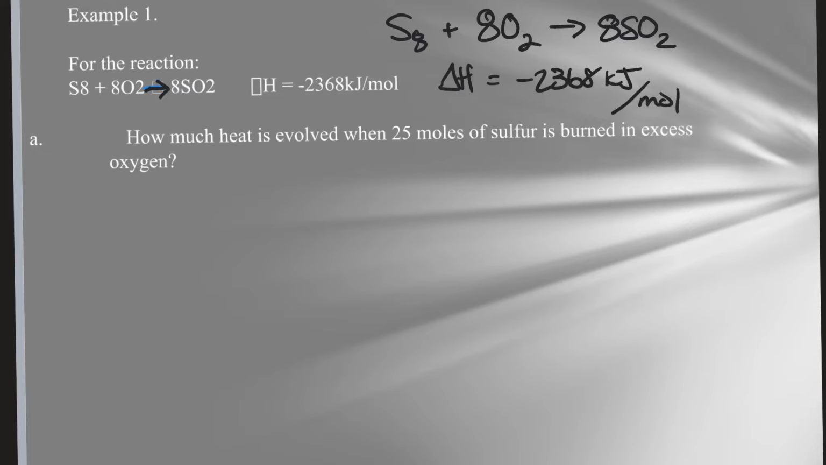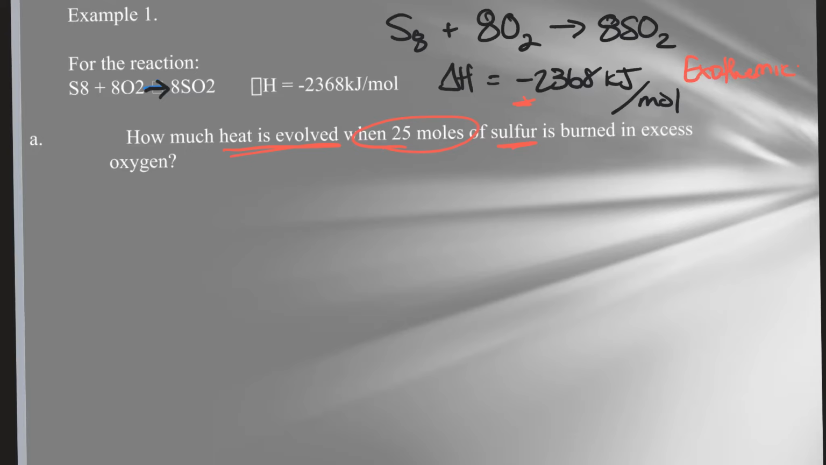So what does that mean? That means when S8 plus O2 reacts to create SO2, overall it loses 2,368 kilojoules per mole. One thing you can already tell, because this is a negative number, is that this process is exothermic. It lost energy; it had to release energy. Now, the question asks, how much heat is involved when 25 moles of sulfur is burned in excess oxygen?